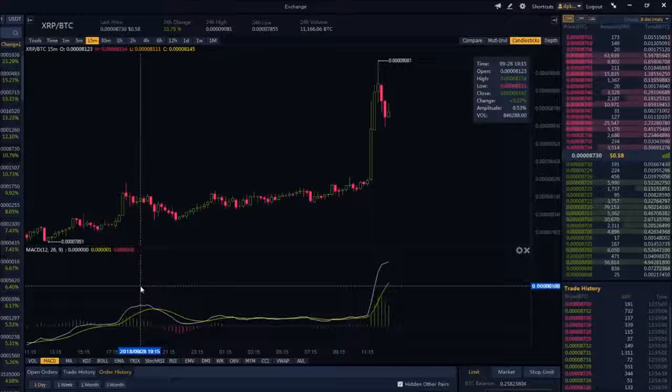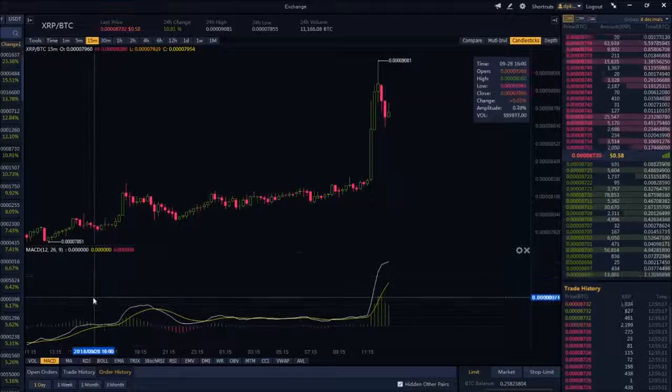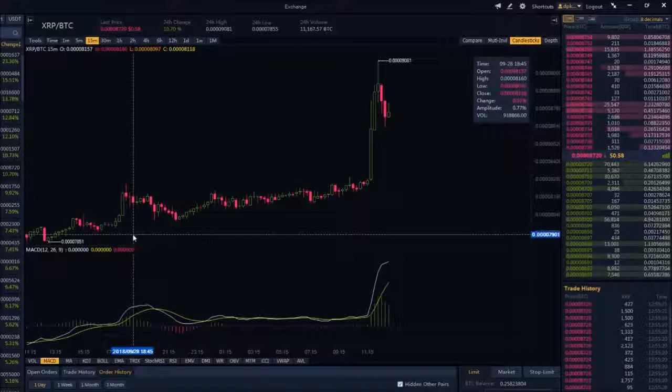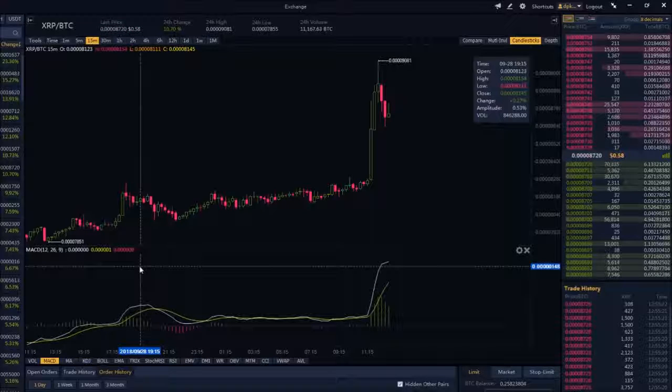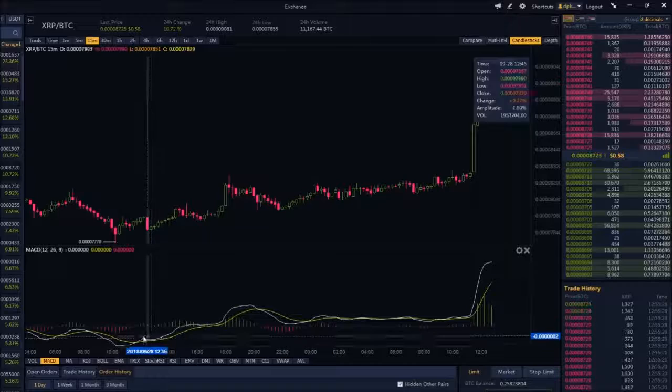If you go and do some research on the internet, you can find all this information out yourself, but again, this is just my explanation of it and my understanding. What we're looking for is the 12-day period being above the 26-day period. Typically that is a positive move in the market, and we can see some examples down here.